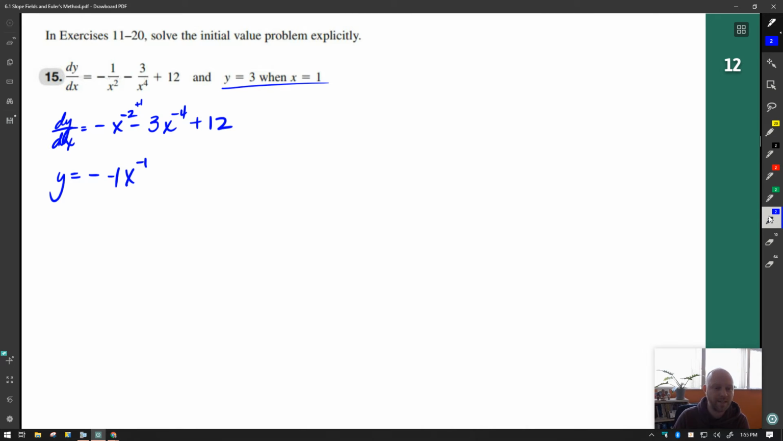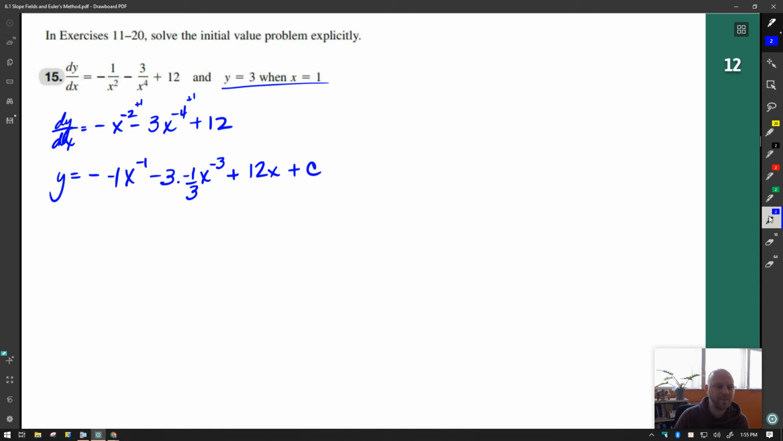All right, let's move on to the second term. Minus 3. Let's take the x. We're going to add 1 to the negative 4, so now that's negative 3. And then that reciprocal goes in the front as a coefficient, so negative 1/3 there. Then what has a derivative of 12? 12x, and then our plus c.